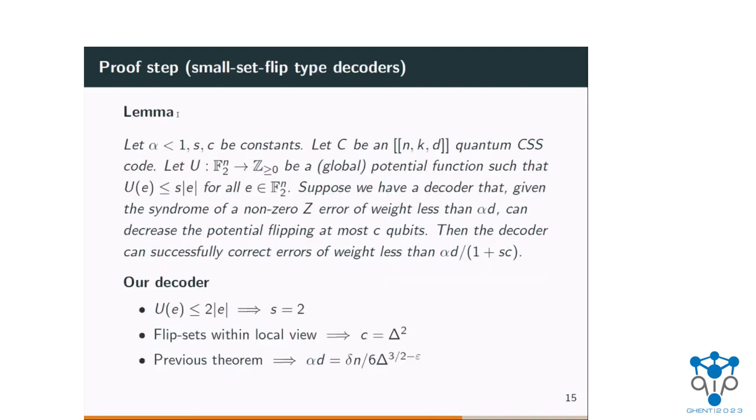The second step is to show that when we reach zero potential, we actually go back to the correct code word, the original code word that we started with. To do this, we prove a lemma saying that generalized small set flip type decoders work. We're given some potential function that satisfies some properties, which our potential function does. It says that as long as you're able to keep finding flip sets, the code word that you reach will be the correct one. So you can correct all errors of weight less than a constant fraction of the distance, and for our code, the distance is proportional to the block length. Okay, so this is the second step.